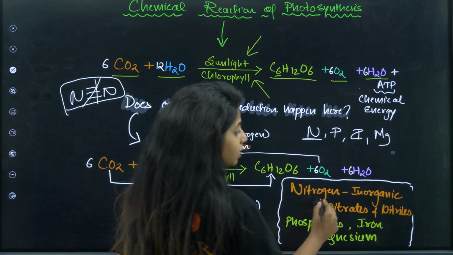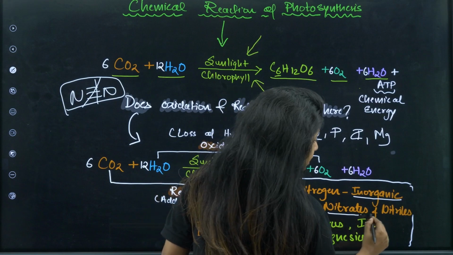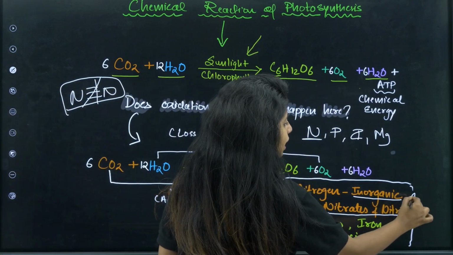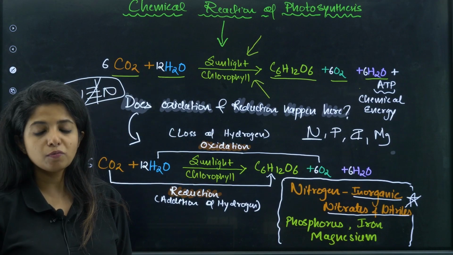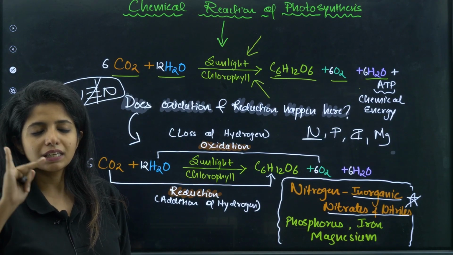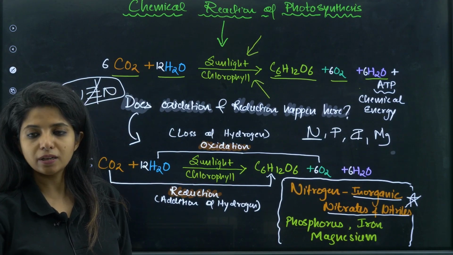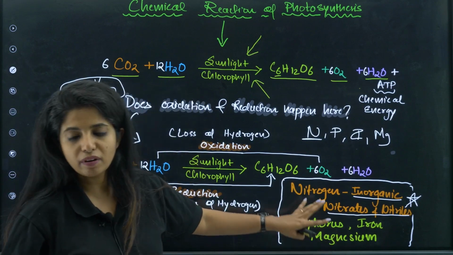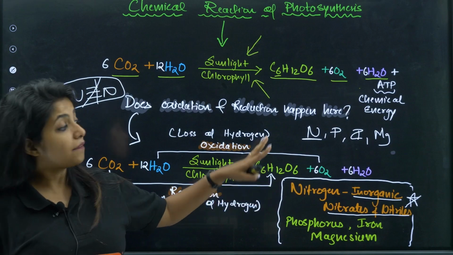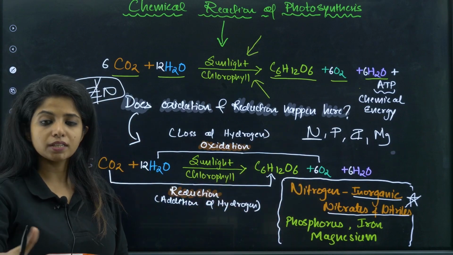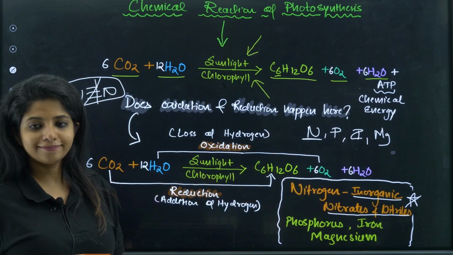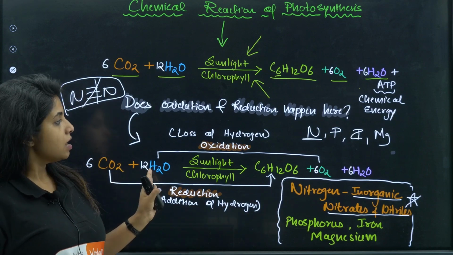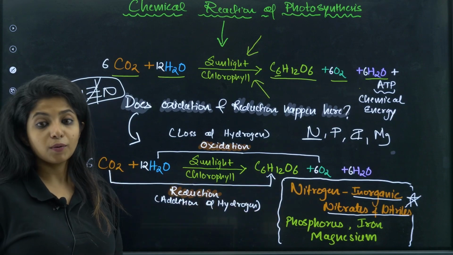So nitrogen is taken up by the plants in the form of inorganic nitrates or nitrites. Remember, this is very much important. Inorganic nitrites or nitrates, not in the form of ammonia. Then you have phosphorus, iron and magnesium, everything taken up from the soil itself. So apart from this, you need that also. Reduction is happening over here with carbon dioxide, and oxidation is happening over there with the help of water.